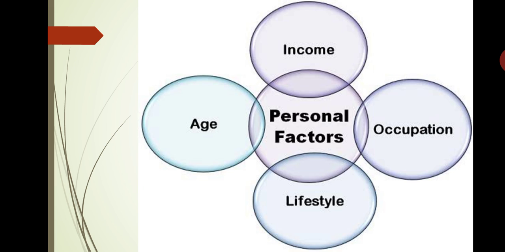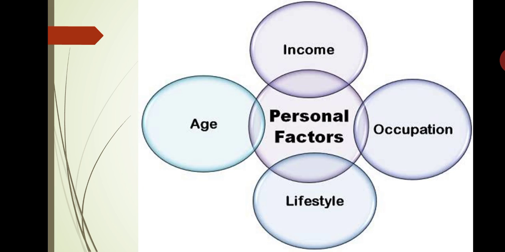So if a customer has less income, then he goes for cheaper products, and if he has more income, then he goes for luxuries, right? So that's why the income level of people is another factor which influences the consumption pattern of the consumers. And next one, occupation.